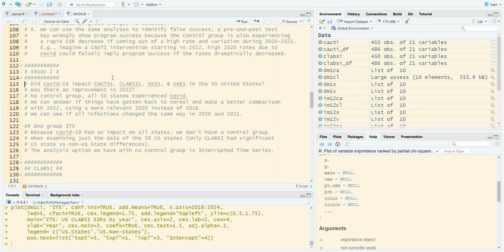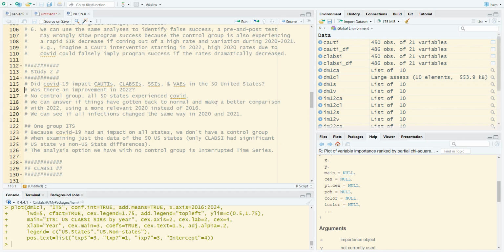Okay, so now we're on to study 2. Our question is, did COVID-19 impact CAUTIs, CLABSIs, SSIs, and VAEs in the 50 United States? In this analysis, we're just looking at these 50 United States. We're not looking at the U.S. territories. So this data would be the CAUTI, CLABSI, VAE, and SSI data sets.